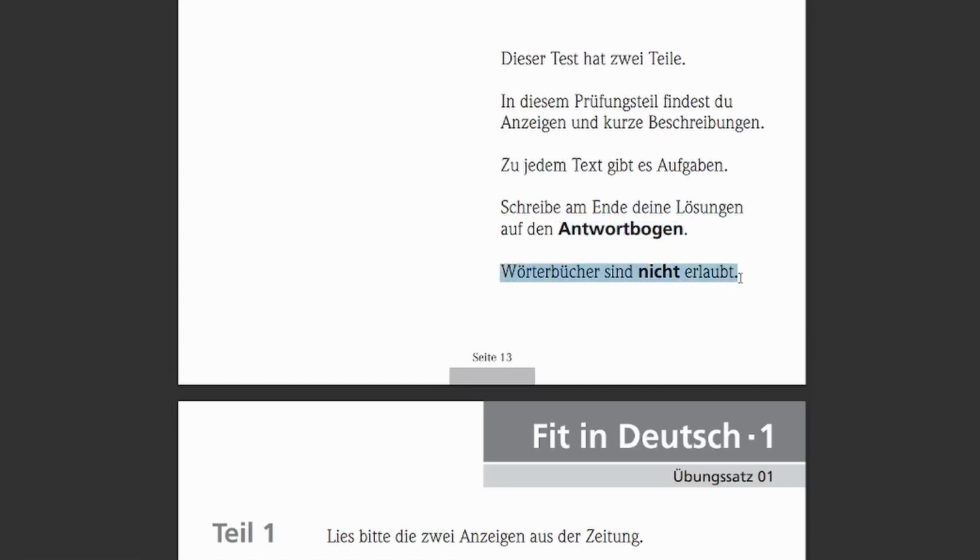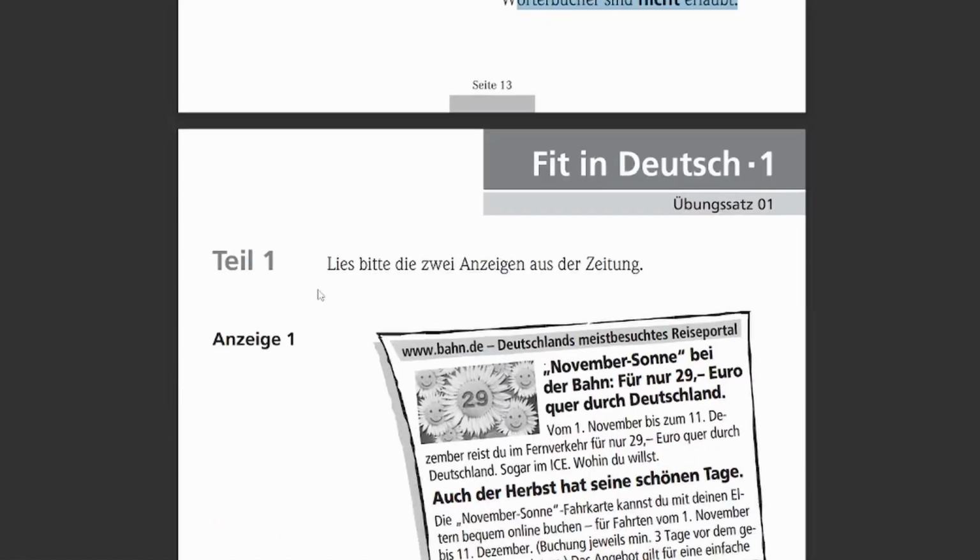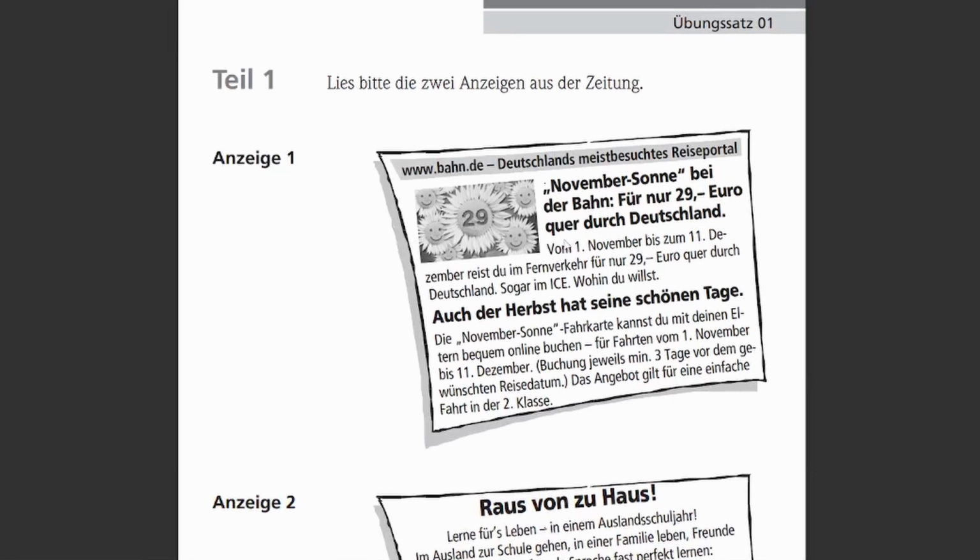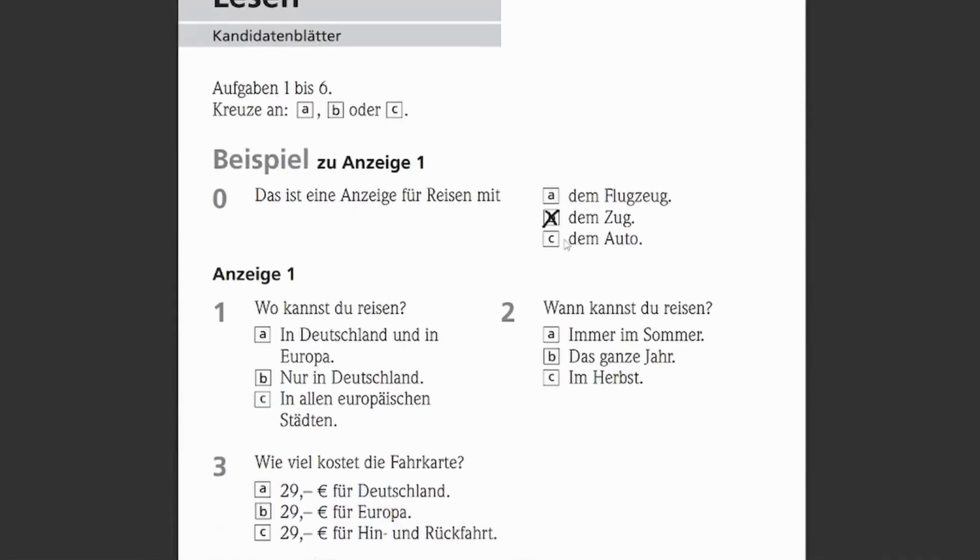Wörterbuch sind nicht erlaubt, so you are not allowed to have dictionaries. Okay, so this is a closed book exam. Let's see the questions first. That's the best way to save time.